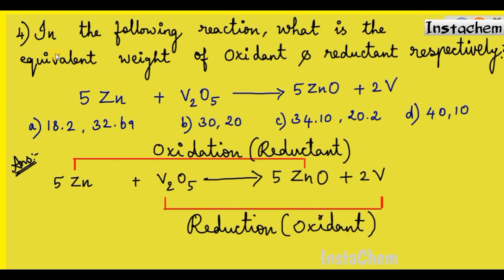Now let's move to the next. In the following reaction, what is the equivalent weight of oxidant and reductant? We must understand what is oxidation and reduction, and then what is oxidant and reductant, in order to understand this. So 5 moles of zinc reacts with V2O5. It gives 5 moles of zinc oxide and 2 moles of vanadium. For oxidant first and reductant second, in that order we have to find the answer. Let's see the reaction again.